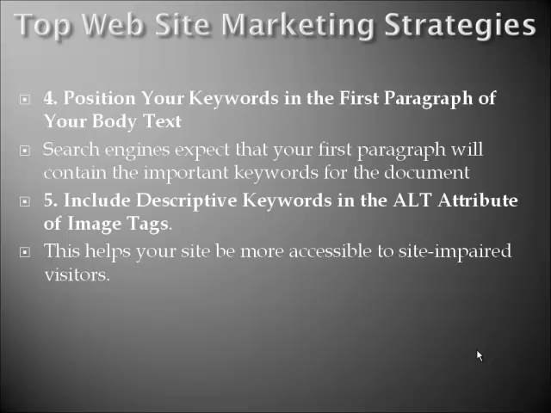This helps your site be more accessible to sight-impaired visitors, but it also gives you more keywords. Basically, when your web page has images on it, you're allowed to either name the file your keyword, or you can put tags to that image. So if you have a picture of a globe or something, or whatever's on your website, you could put keywords as image tags for that image. That's just going to give you more keyword oomph.